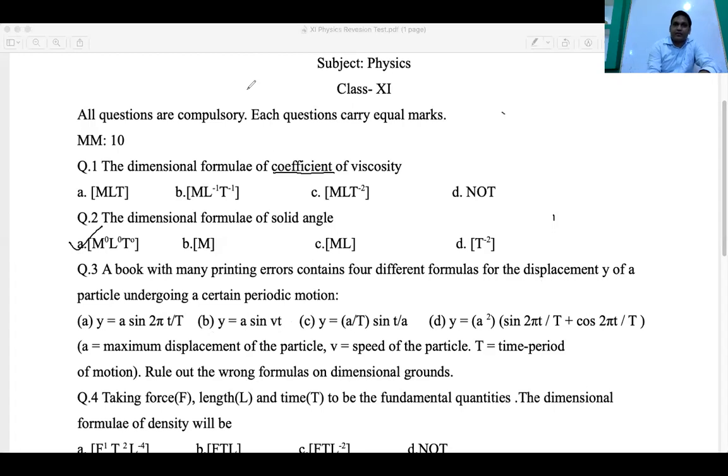Okay. Coming to another question. Sir, what is viscosity? Its answer is ML minus 1 T minus 1. You can say viscosity is something like a friction acting in a liquid.